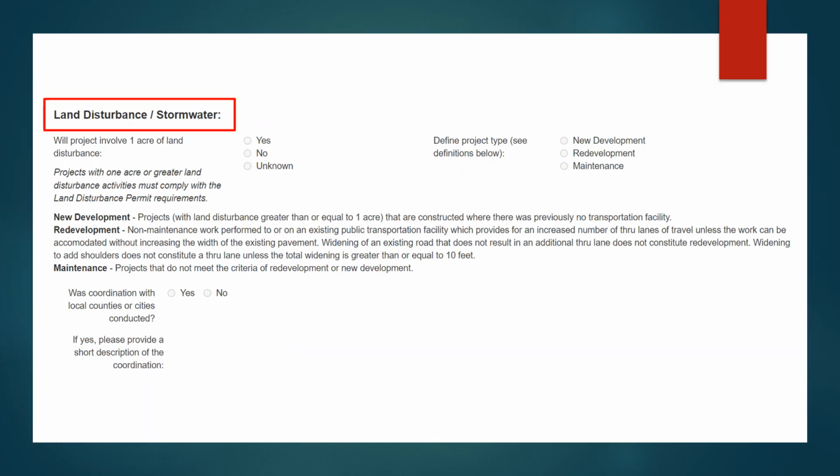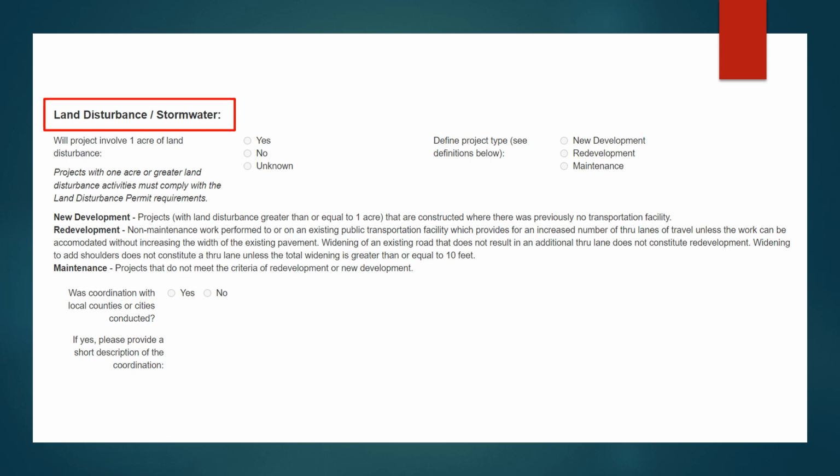Under the land disturbance stormwater section of the location page, identify if the location will include 1 acre or more land disturbance and determine if the activity is considered new development, redevelopment, or maintenance as defined on the form. If in doubt, contact the Stormwater Compliance Coordinator.